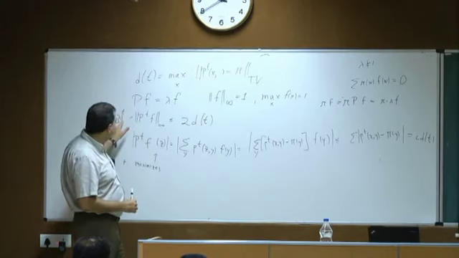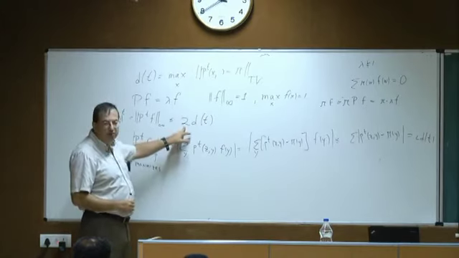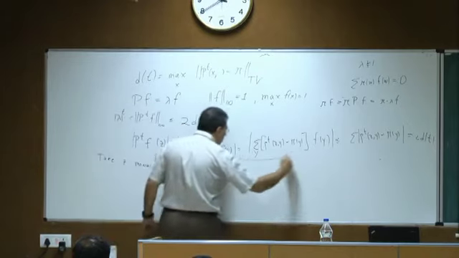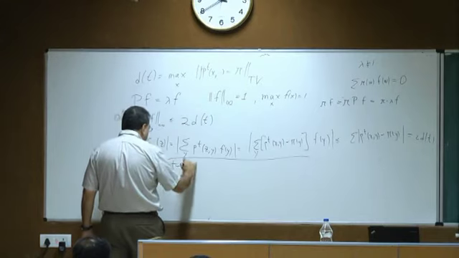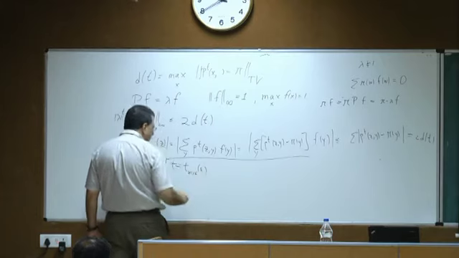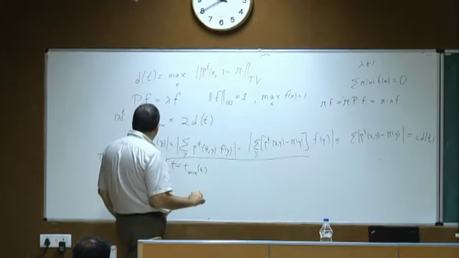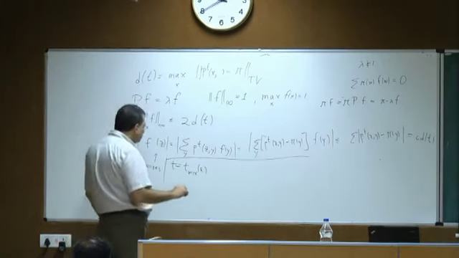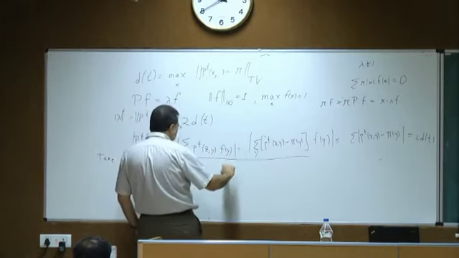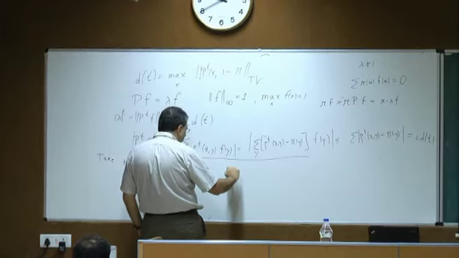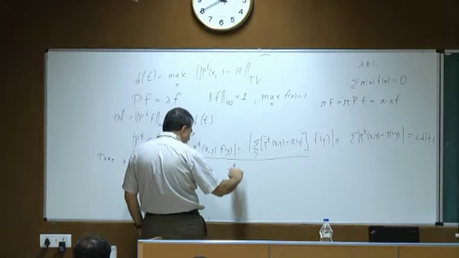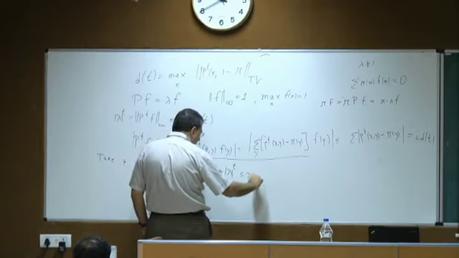So you have lambda to the t is less than 2 d of t. Now if you apply this with t, which is the mixing time, t mix of epsilon, then what you get is that lambda to the t is going to be less than 2 epsilon.